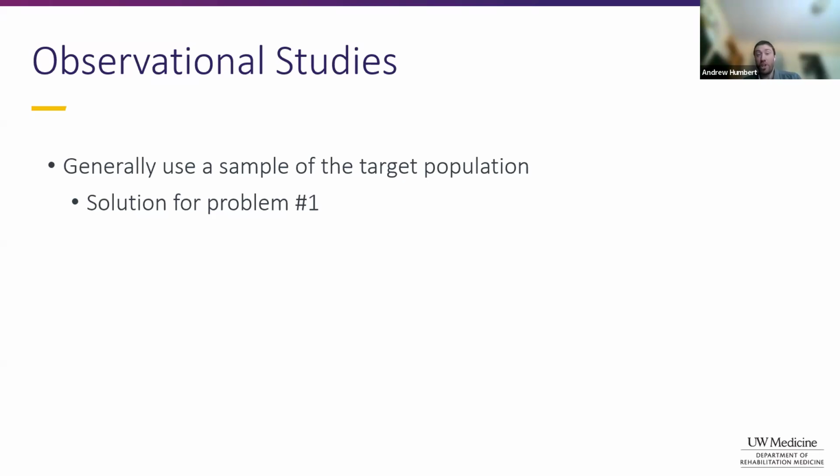Observational studies generally use a sample of the target population. So that's the solution for number one. We can't necessarily treat or sample everybody. In observational studies, there is at least the possibility of potentially sampling everybody.